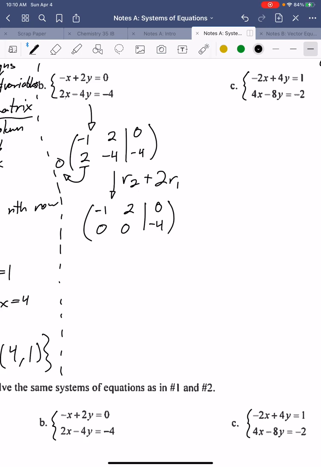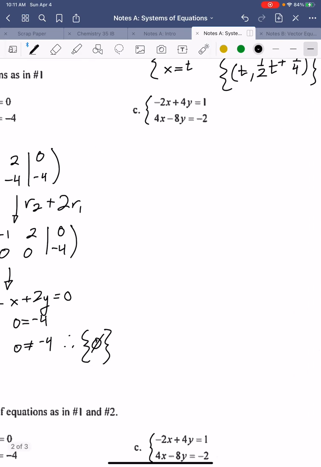So this is what it looks like when there's no solutions. Converting it back to a system will look like this: -x plus 2y equals 0. And then we have 0 equal to -4. Now, 0 can't be -4. Therefore, no solutions, as we did before with the curly brackets and a circle with a line going through it.